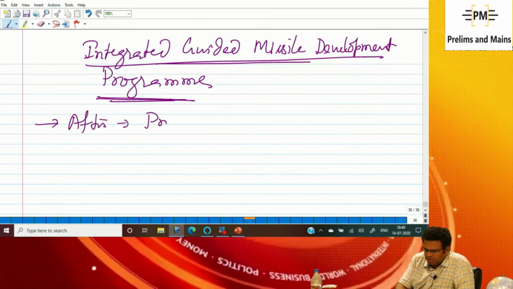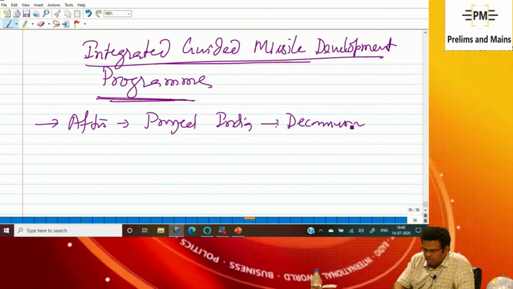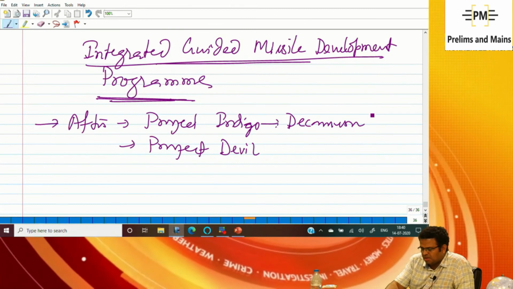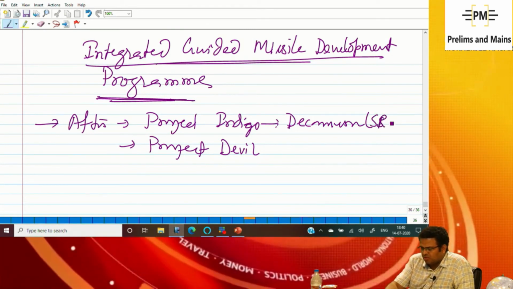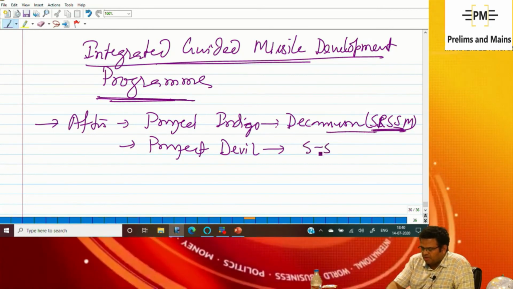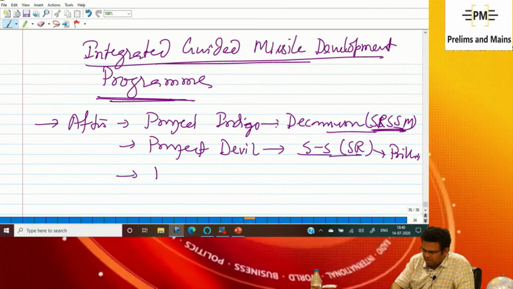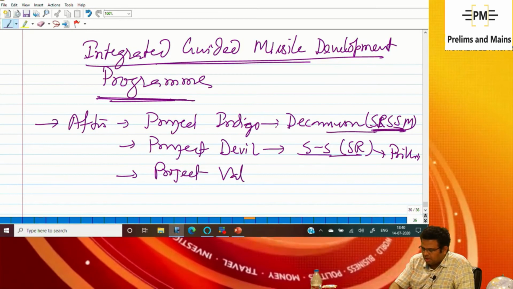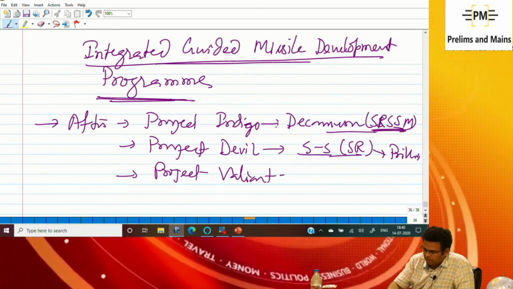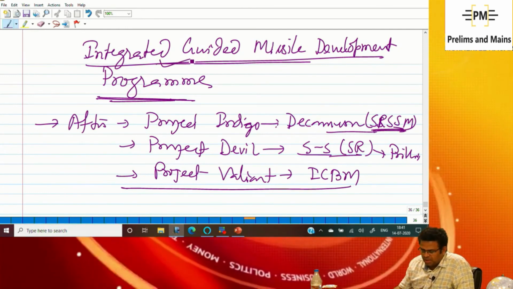It came after which one? First project Indigo, which was decommissioned. Thereafter came project Devil, a short range surface to surface missile. Devil was also decommissioned, but the short range surface to surface missile started and is visible in the form of Prithvi. Another one, project Valiant, is in the form of the intercontinental ballistic missile. All the programs later came into the integrated guided missile development program.